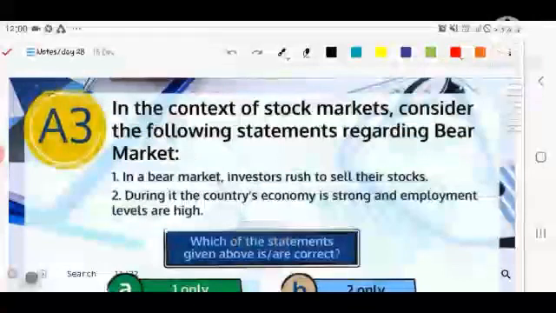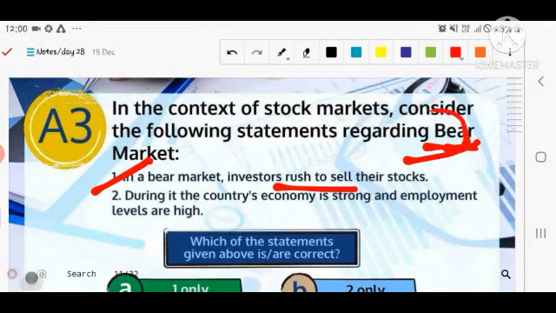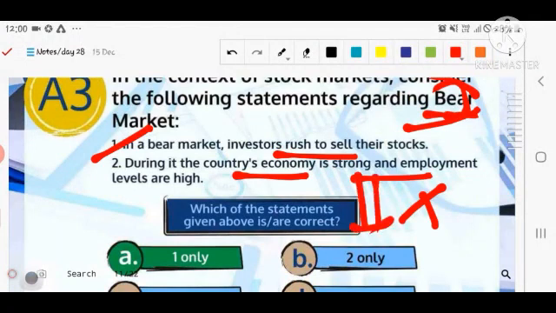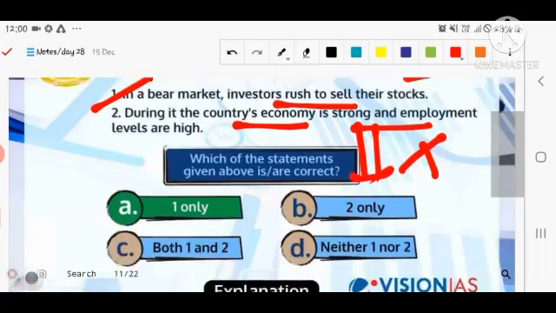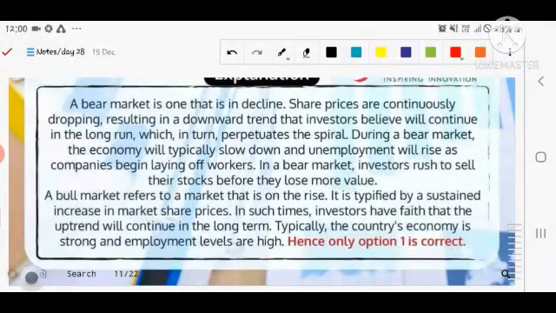If you are talking about the bear market, I already told about it. In the bear market, investors rush to sell their stock, yes, and in the bull market it is opposite. Bear market is in which the investors rush to sell their stock. During it, the country's economy doesn't grow. That is not the case. If the economies don't grow, the bear things happen, but the bull things are much more prevalent as compared to the bear. Yes, bull can also happen, but prevalence or the degree is what matters here.